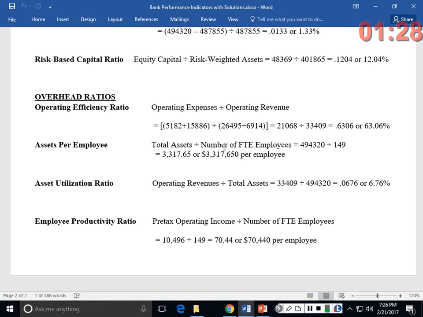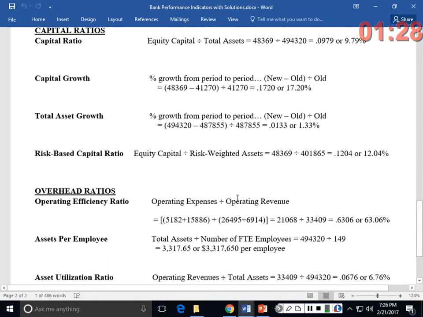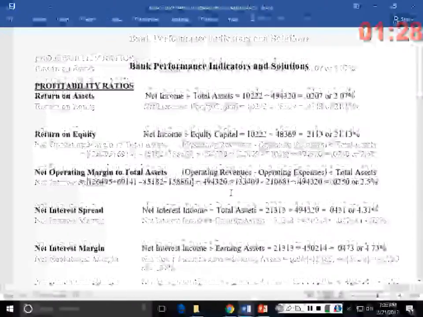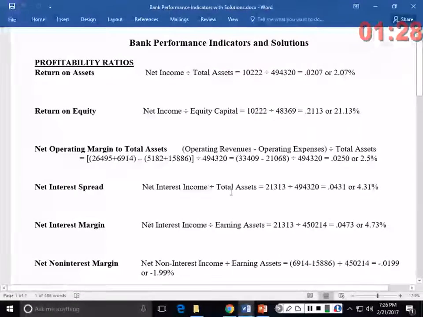All right, so are there any questions about these ratios? Everybody see where the numbers are coming from? If you're given an income statement or a balance sheet, you know what an asset is, what a liability is, interest income versus non-interest income. You're feeling pretty good about it? Okay. Now, the rest of this, I'm going to leave up to you.